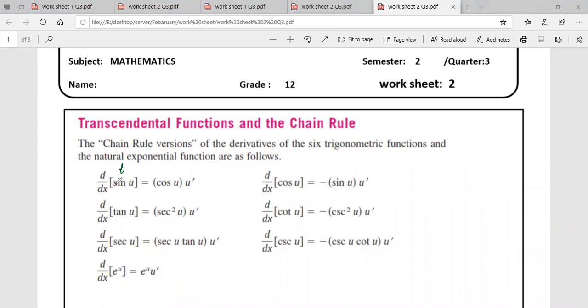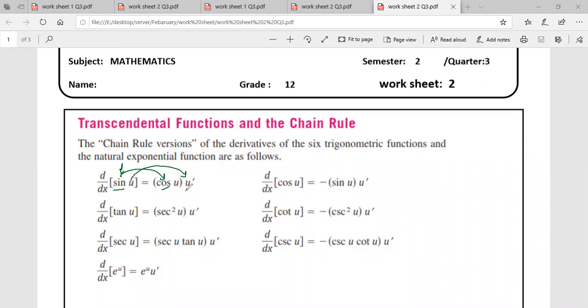Here, as you see, the derivative of sine u will be cosine u. The derivative of the outer, multiply the derivative of the inner. What is the derivative of sine? Cosine. Here I find the derivative of the outer at u, the derivative of outer of u, multiply the derivative of u.